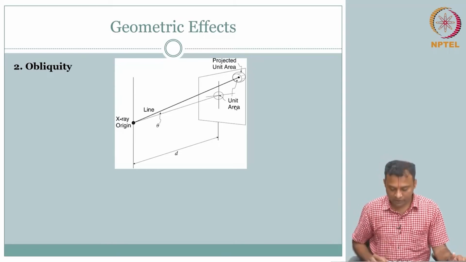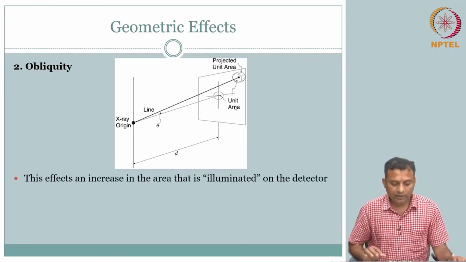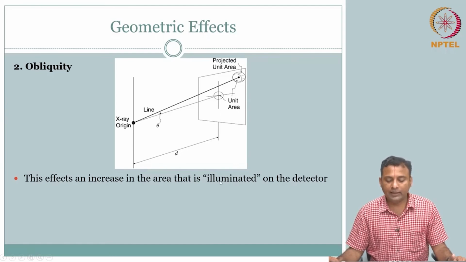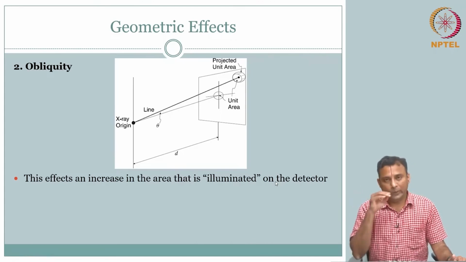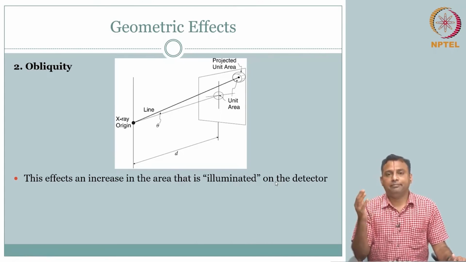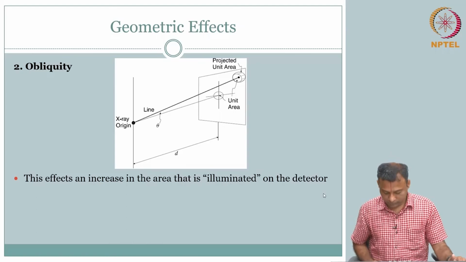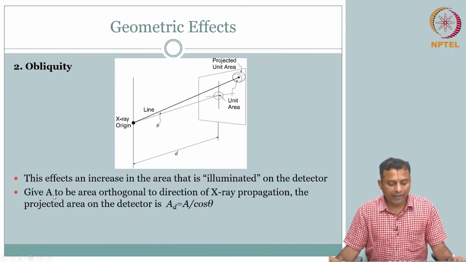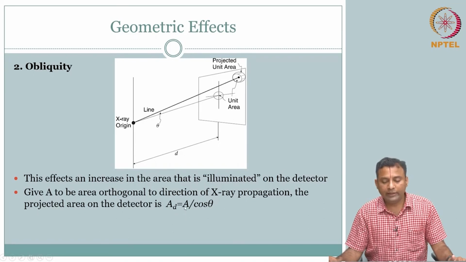So there is an angle that is involved. We incorporate that based on this unit area A that is marked, and we say, okay, the effect is that it increases the illuminated area on the detector. So if there is small obliquity, then you have to understand that the detector is going to get hit over a larger area compared to when it is perpendicular. Okay. So if A is the area orthogonal to the direction of X-ray projection, the projected area on the detector is going to be A by cos theta.